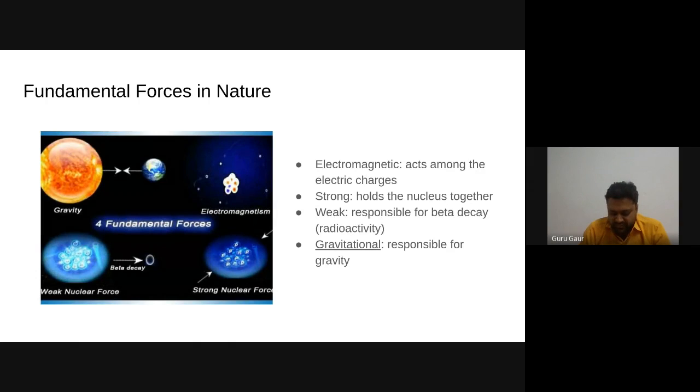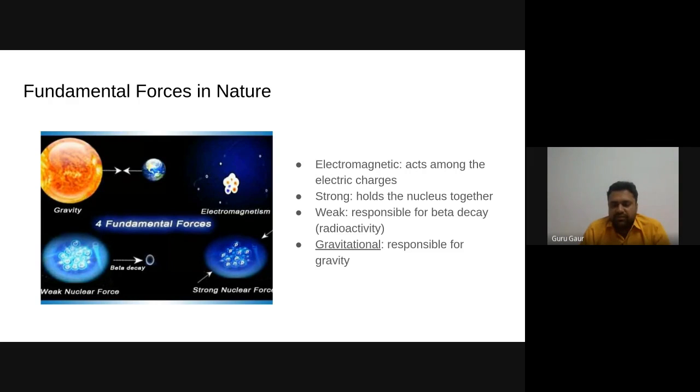So the first fundamental force is the electromagnetic force, which is a very strong force. It is also known as a long-range force. The electric field decays as 1/r², and the potential decays as 1/r, which means that it can be felt up to large distances. If I have a charge here and another charge far away from it, they can still interact.